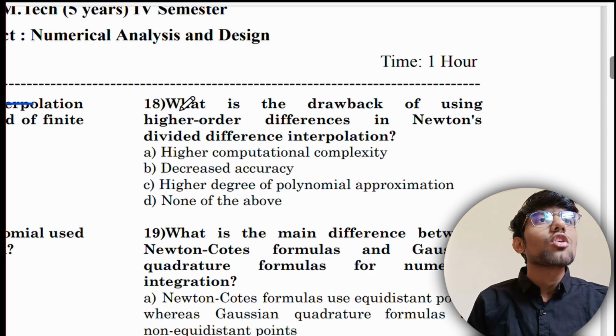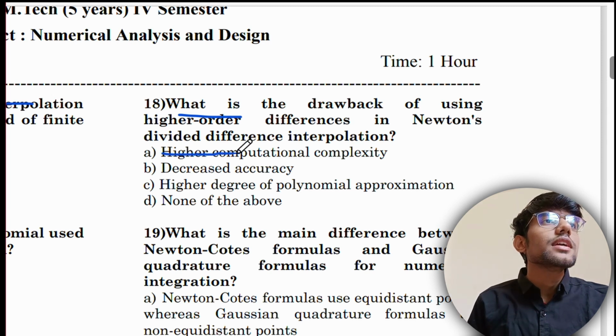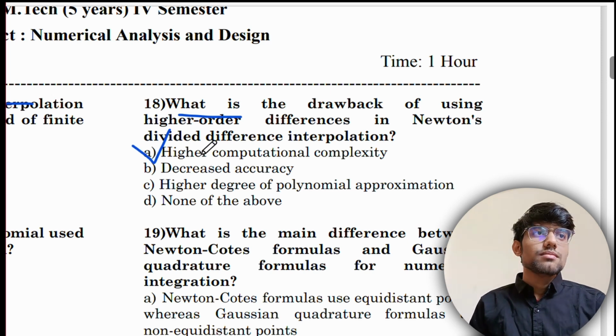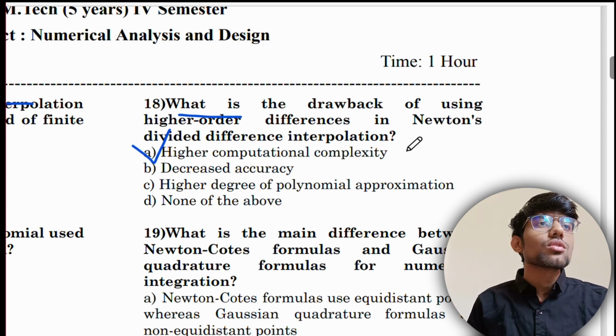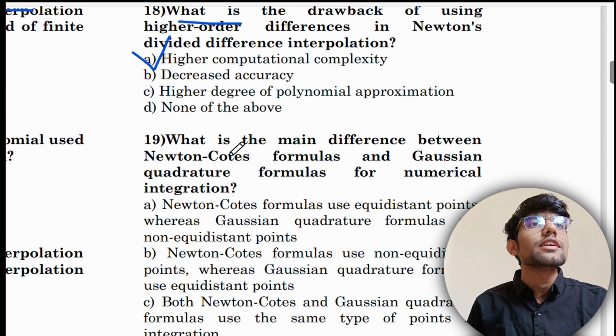18th question. What is the drawback of using higher order differences in Newton's divided difference interpolation? So it is higher computational complexity. Here the answer is A only, so we have to take the A. Coming towards the 19th question, what is the main difference between Newton-Cotes formulas and Gaussian quadrature formula for numerical integration?